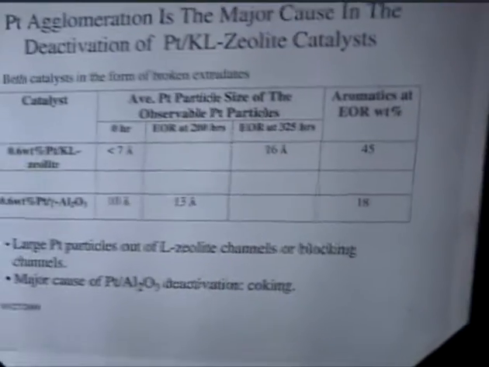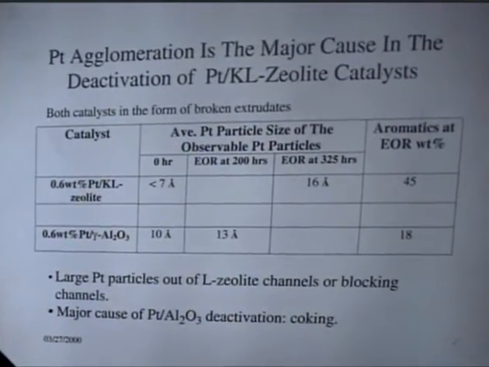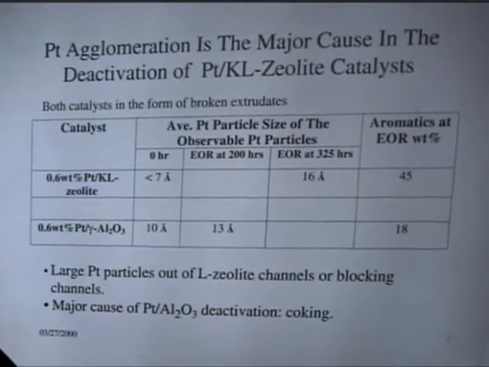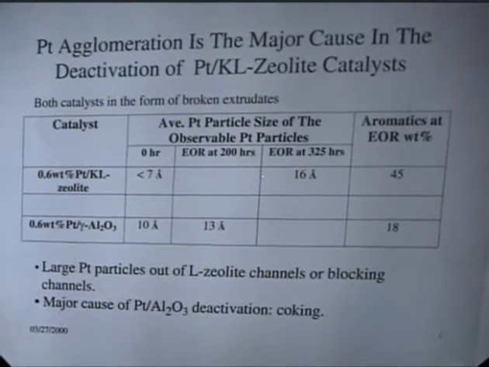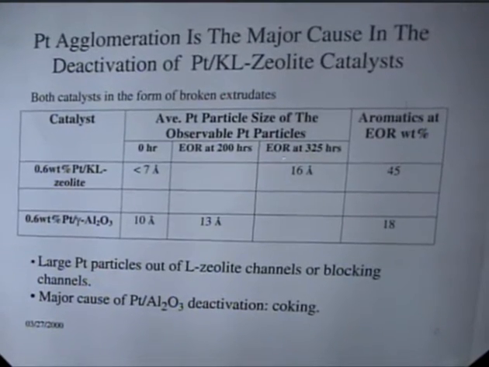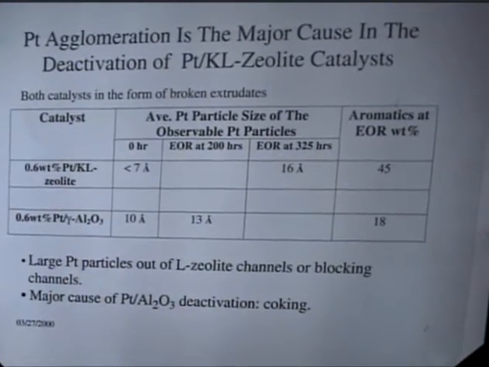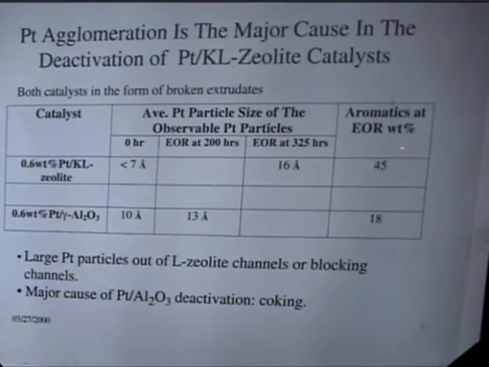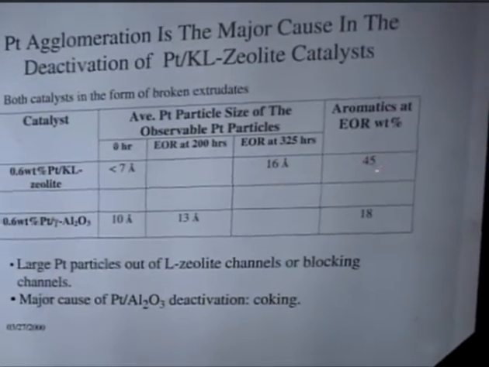Now this 16 angstrom is observable platinum. So we still have a lot of small ones that you cannot see. But for those we can see, the average is 16 angstrom. And the aromatic yield is 45.